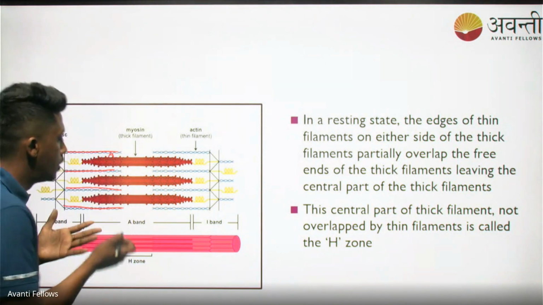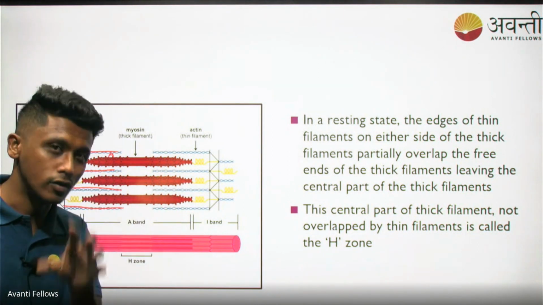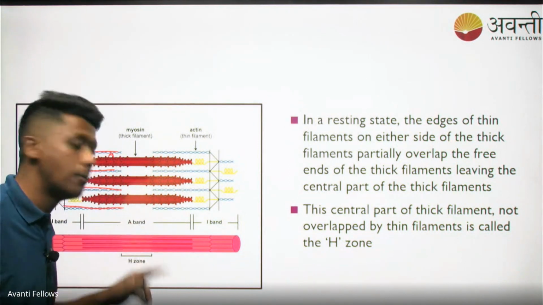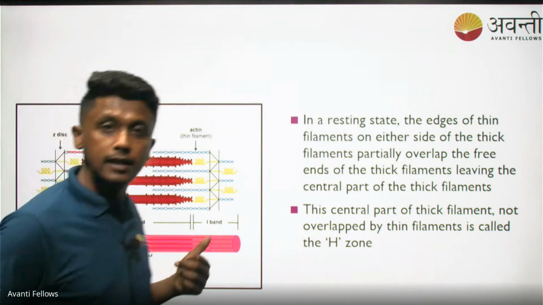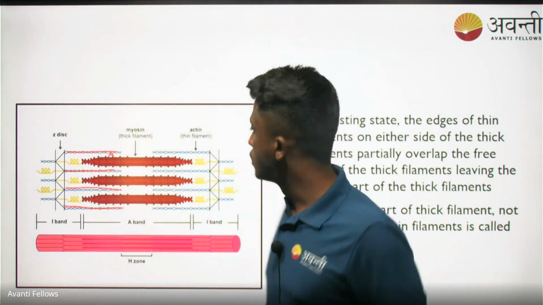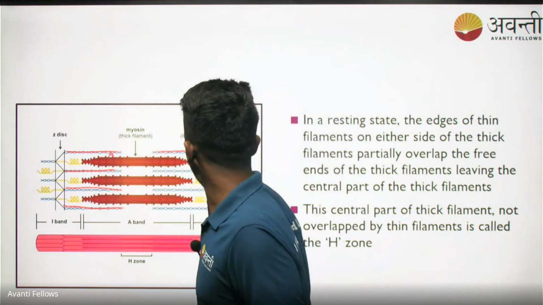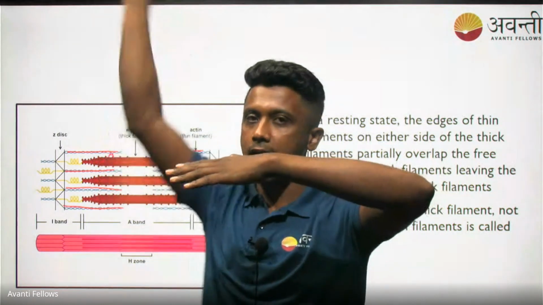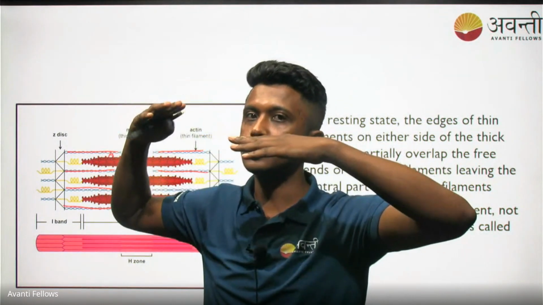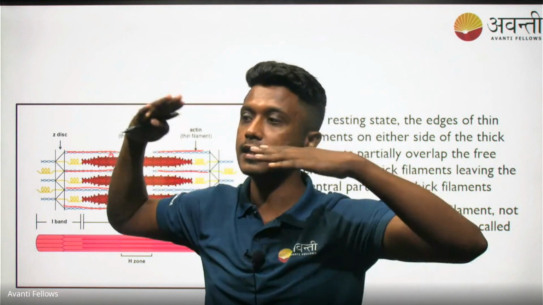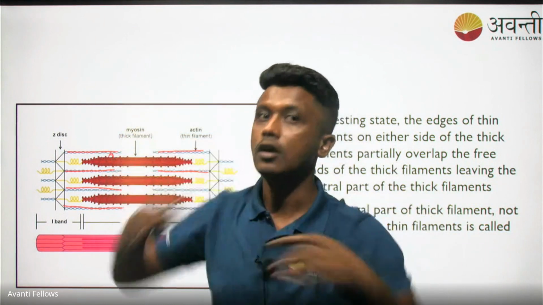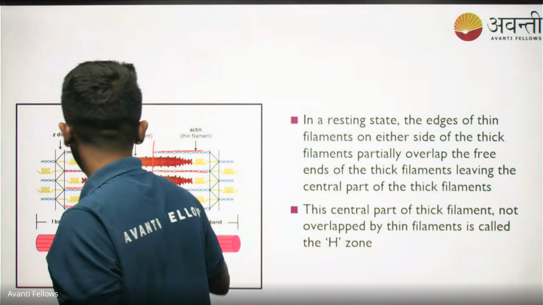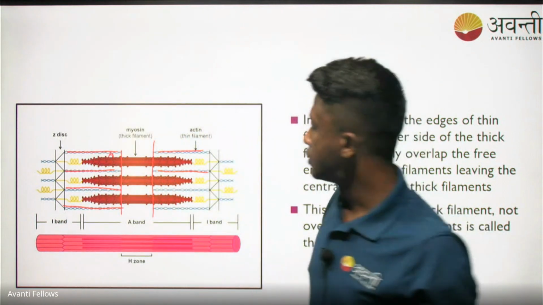So what is the A band? Your anisotropic band, or your myosin. Let me keep it very simple. When I say myosin, just think that I'm talking about the A band. When I say actin, think that I'm talking about the I band. Okay, students, so what happens? They overlap. The I band is not supposed to overlap while it is contracting; it overlaps in the resting state. Till where does it overlap? It overlaps throughout the length apart from the center. In the center, they do not overlap.